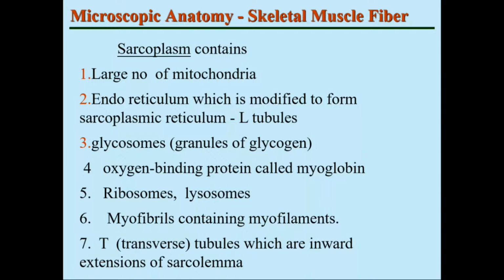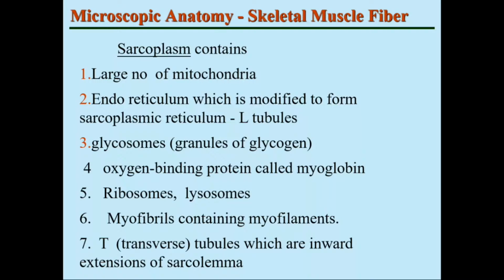So what is present in the cytoplasm of the muscle cell? The cytoplasm contains, number one, a large number of mitochondria. You know, the process of contraction as well as the process of relaxation is an active process, and any active process needs energy, and therefore there are a large number of mitochondria present in the sarcoplasm, that is the cytoplasm of the muscle cell. Number two, the endoplasmic reticulum.